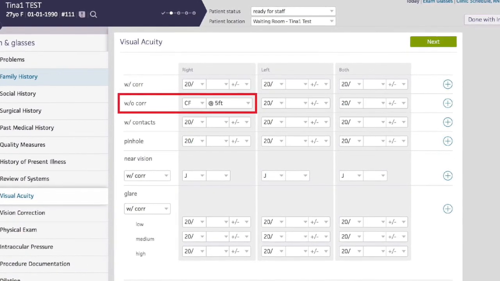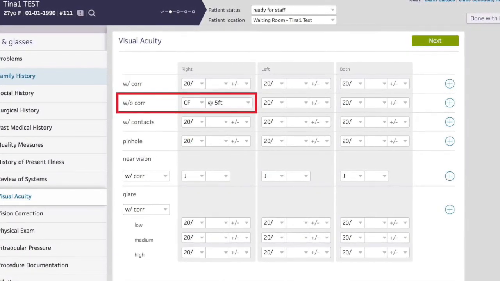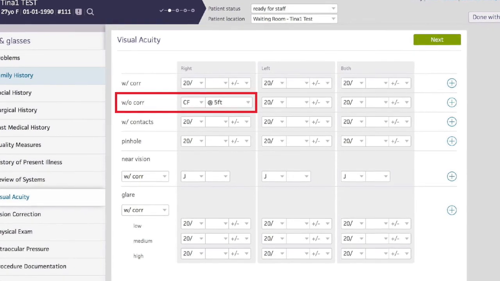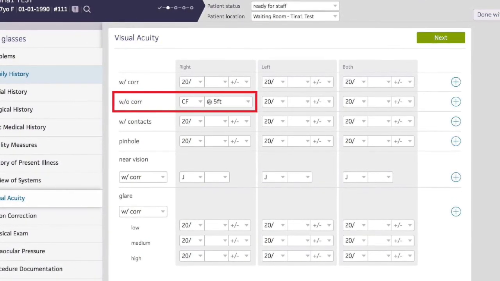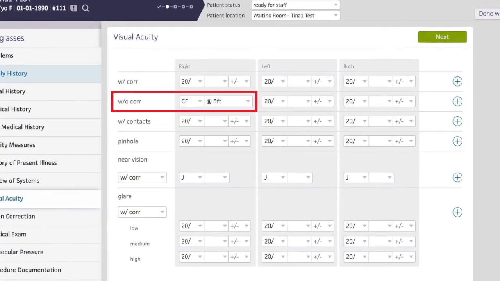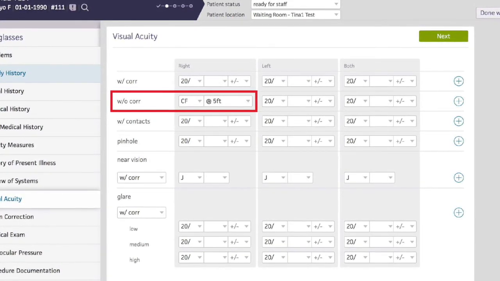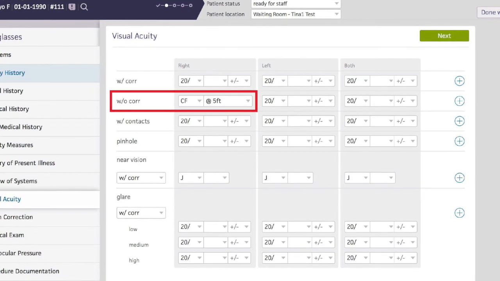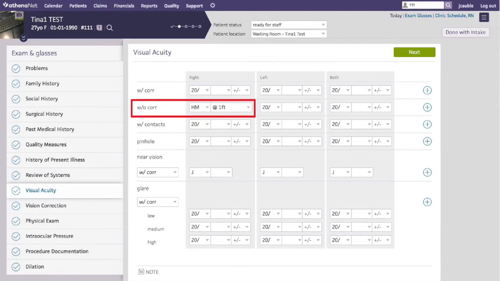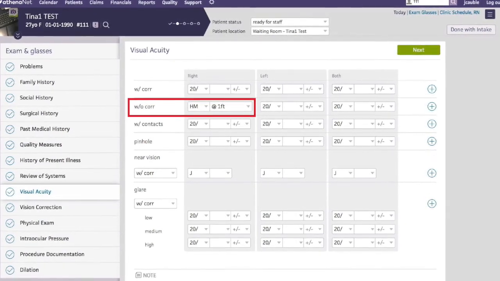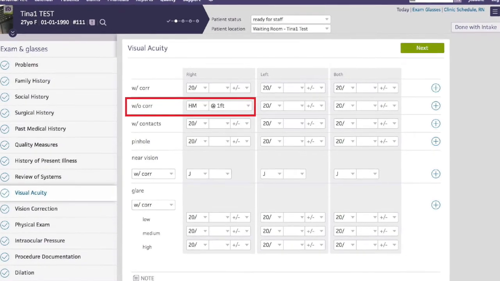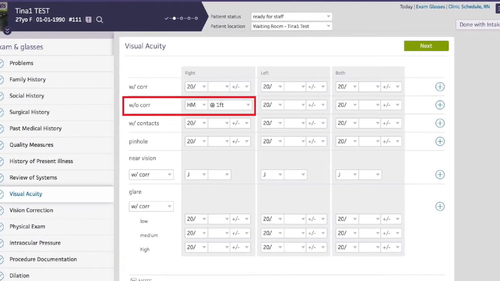If they cannot, keep moving closer to the patient by 1 foot until they can count your fingers. If they can see at any point during this transition, document their vision as count fingers at the distance they could count your fingers. So, if they were able to count your fingers at 1 foot, their visual acuity would be CF at 1 foot. If they cannot count your fingers at 1 foot away, the next step below is hand motion, abbreviated HM.